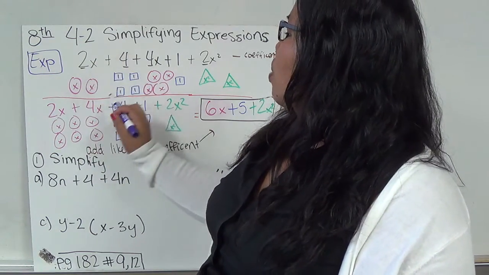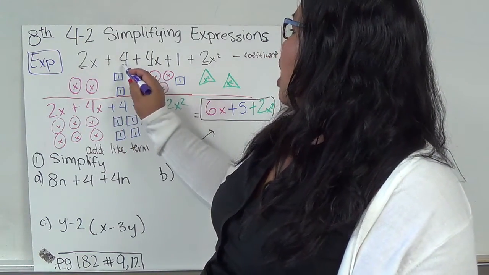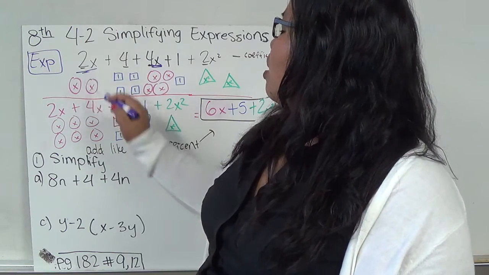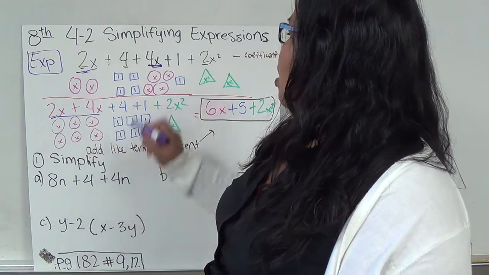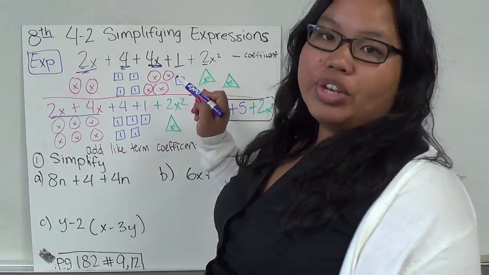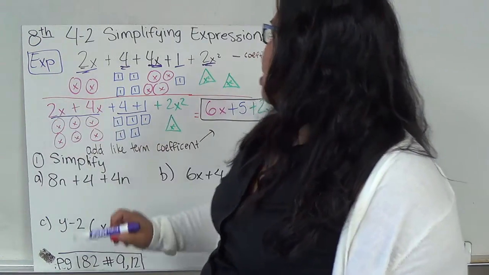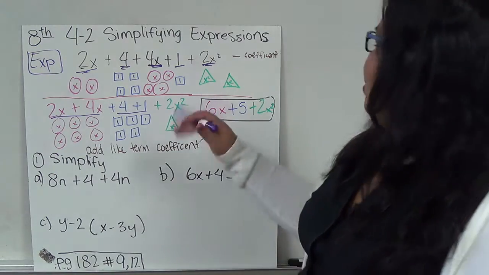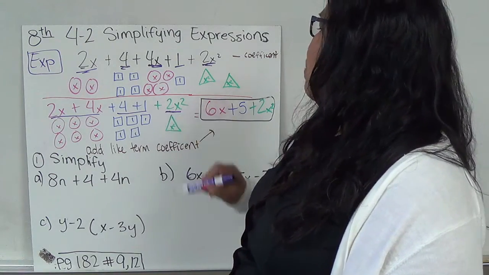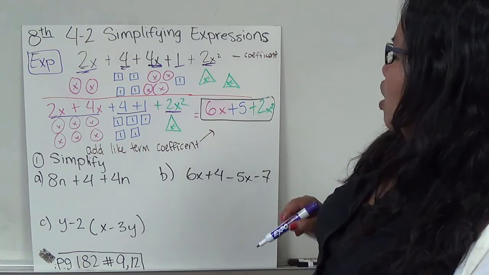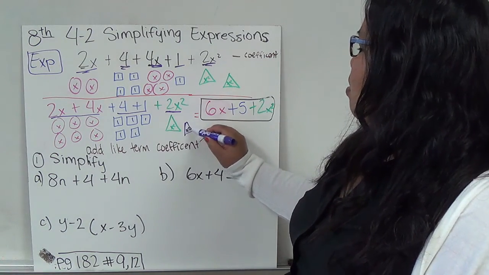So I'm going to put the ones that are like terms together. So 4 and 2x are going to be combined here. 4 and 1 have no coefficient, so I'm going to combine there. And then 2x squared. 2x squared should actually be on top, so we start with the one with the biggest variables, but in this case it doesn't matter. So 2x squared, because it's on its own.